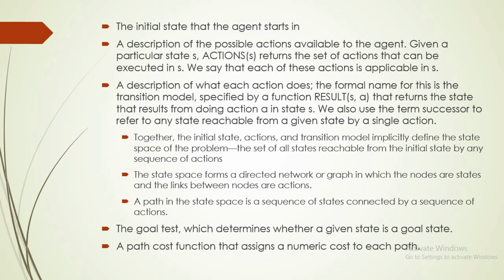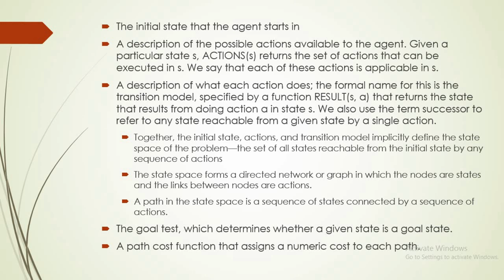and Result(S, A) is the state that results from doing an action A in a state S. So whatever action we do in a particular state, we can go to a new state. We call it a transition. Transition functions are very easy to understand. I think in some computer courses, you understand more about transition functions. We also use the term successor to refer to any state reachable from a given state by a single action.